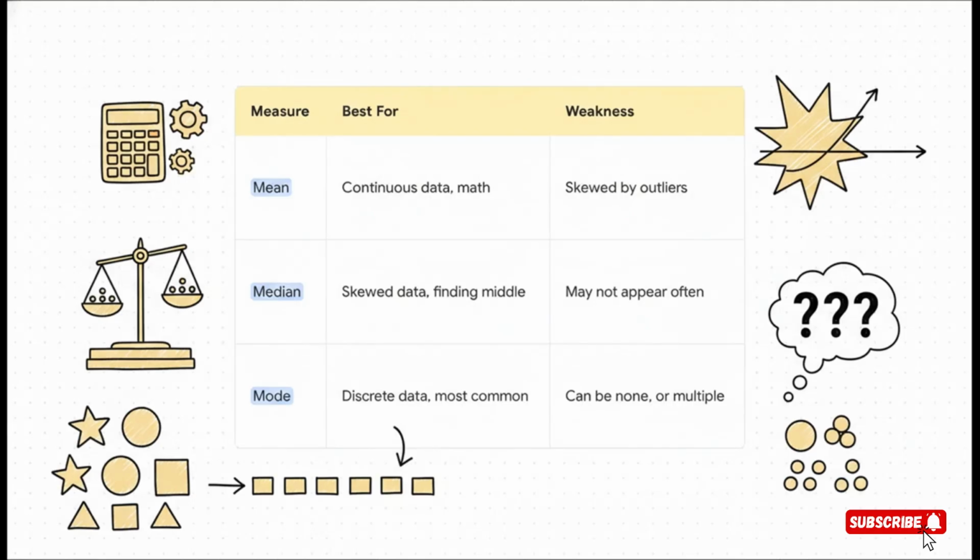Okay, quick recap of our 3 detectives. The mean, it's the classic average, but it's really sensitive to outliers. The median, it's the true middle value, and it's great at ignoring those extremes. And the mode, it just tells you what's most popular. The big takeaway here is that you can't just rely on one. Each of them tells you a different, important part of the story.